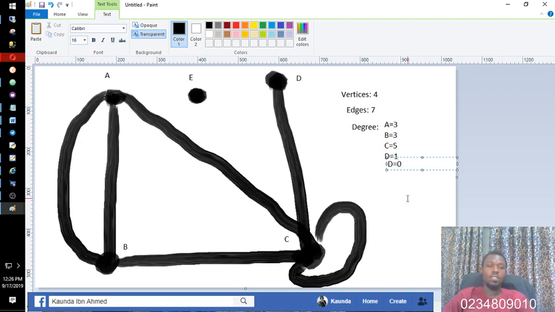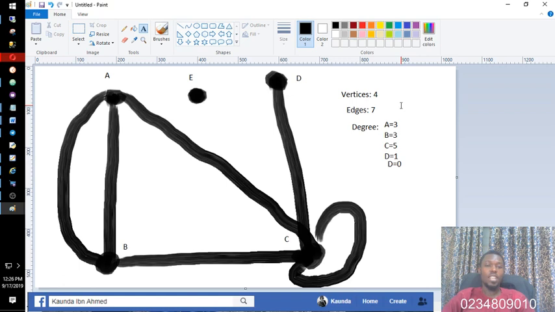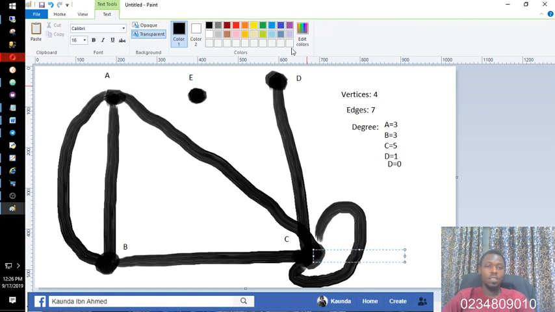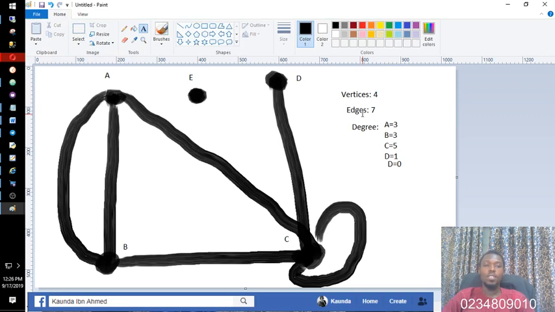But that would have changed the number of vertices we have. That would have changed the vertices to 1, 2, 3, 4, to 5. So that would have changed the vertices to 5. But since there is no line connecting that to any other point, our edges will not change. The number of edges we have will not change.